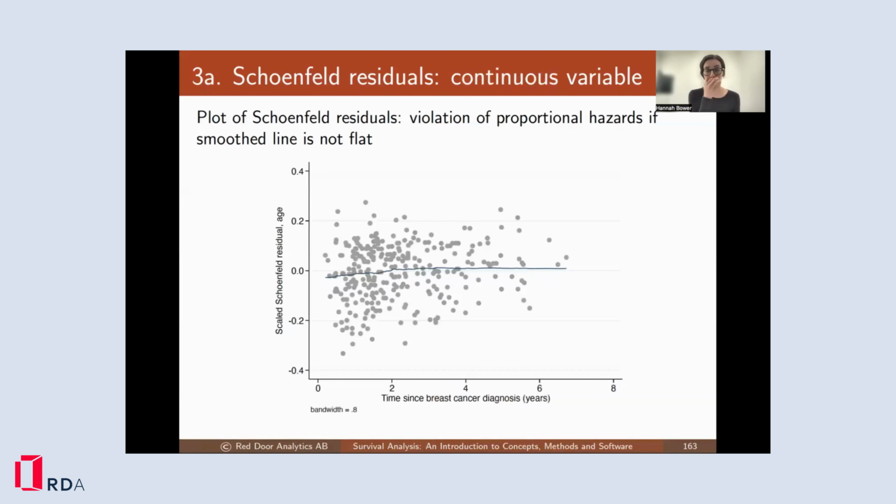If we want to look at a continuous variable, we can see the residuals are a little bit more scattered just because we have a continuous variable rather than a categorical variable. And here, this is for age. We can see that there looks like there may be a little bit of deviation from that flat line. It looks like it starts a bit lower and increases and then flattens out.